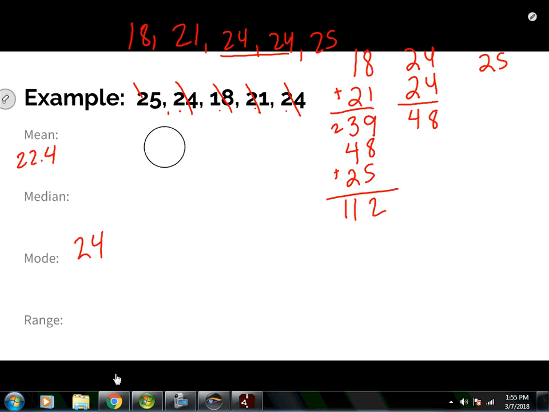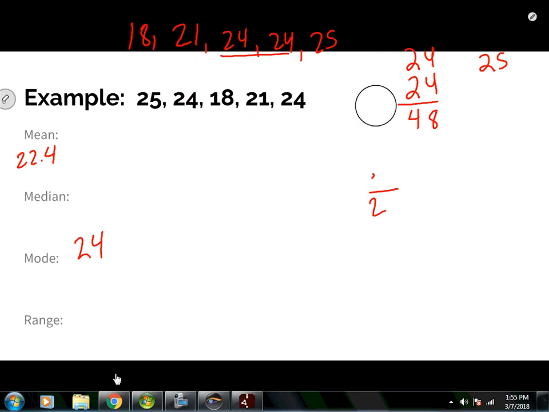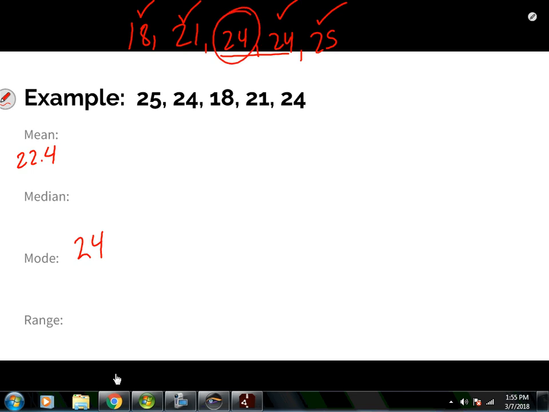Okay, my median, I've got my numbers listed least to greatest. So then I just start checking off from both ends and working my way in until I find my number in the middle, which is 24. My range is taking my largest number and subtracting my smallest number from it. So 15, 7 is my range.